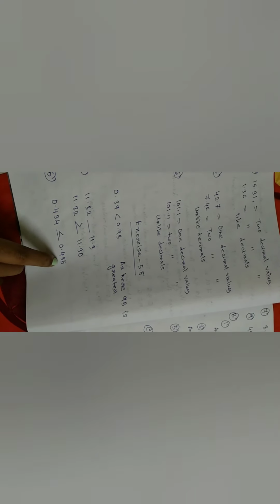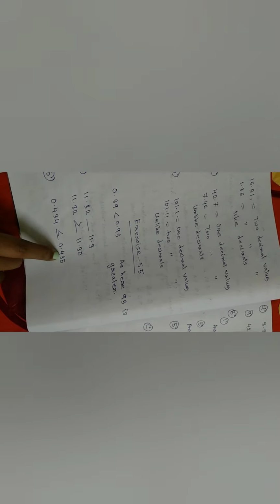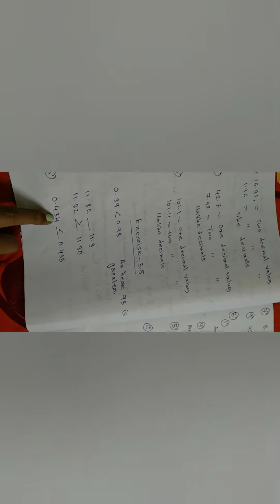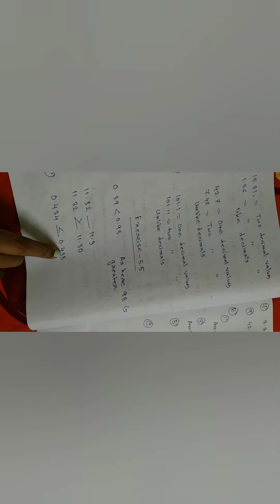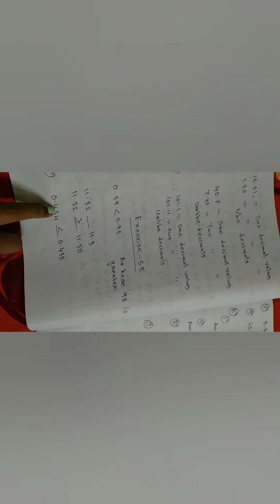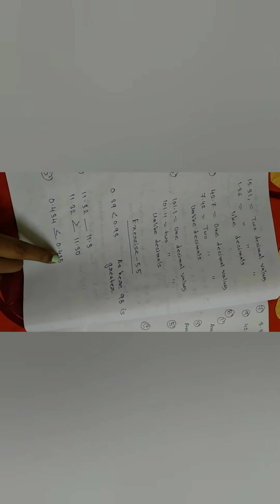Now see this one, 0.434 and 0.435. After the point there is 434, and after the point there is 435. So it is very clear that 435 is greater. Or you can check like this: after the point there is 4, and after the point there is 4. So check the second decimal, 43, and there is also 43. Now check the third decimal, 434, and it is 435. So 435 is greater than 434.